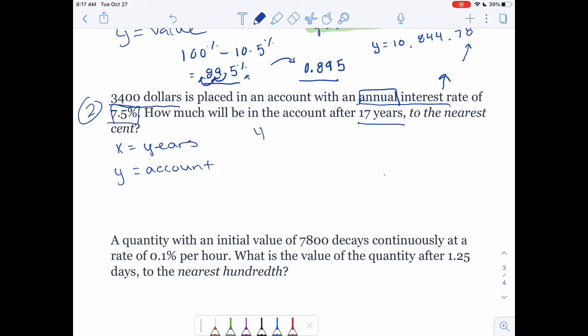So let's write our equation. Y equals A times B to the X, where my initial value is $3,400 because that's the original amount placed in the account. And now my account is increasing. So I initially had 100% of my account value, and then I received an additional 7.5%. So the following year I'll actually have 107.5% of my original account value. And that will continue for each year. So to write that as a decimal, it would be 1.075.